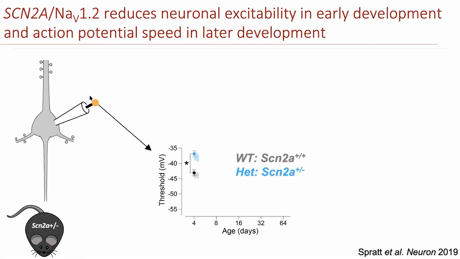So looking here with patch clamping in wild-type mice versus heterozygous loss-of-function SCN2A mice, we find that early in development, we have a reduction in the excitability of neurons. And that makes sense, seeing if you have impaired conductance of SCN2A, which is responsible for creating action potentials.